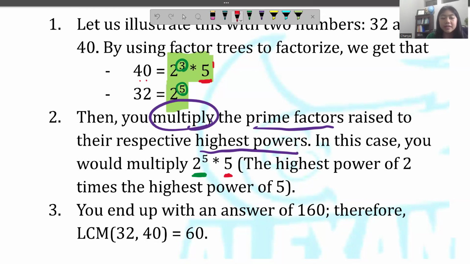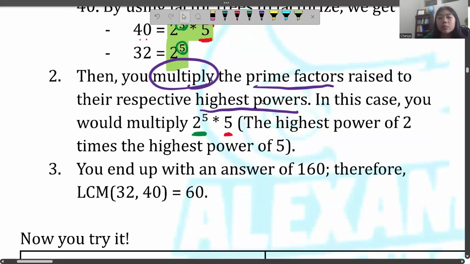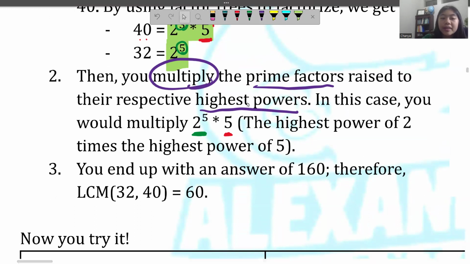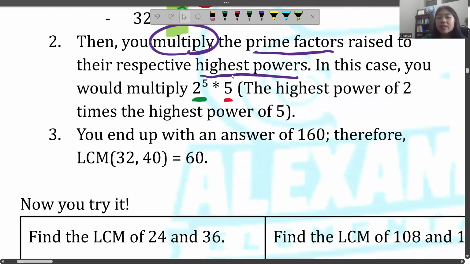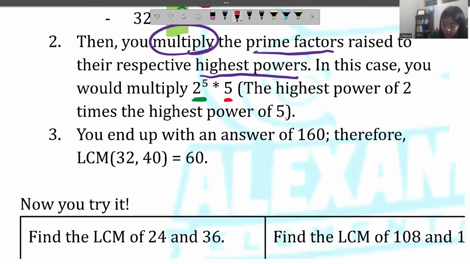So when you multiply these two numbers together, you'd get the LCM, or the least common multiple that is in common between 40 and 32. In this case, that's 2 to the power of 5 times 5, which is 160. Therefore, the LCM is 160 here.